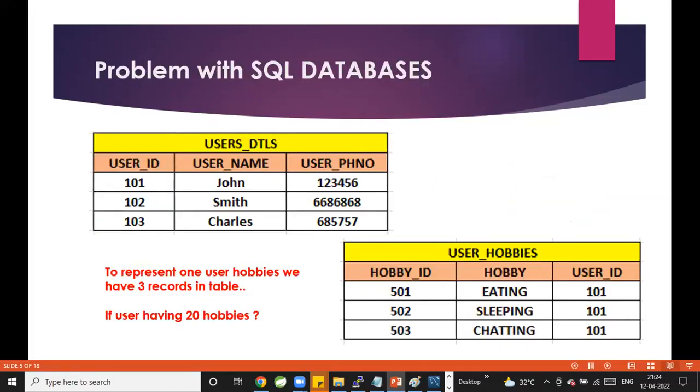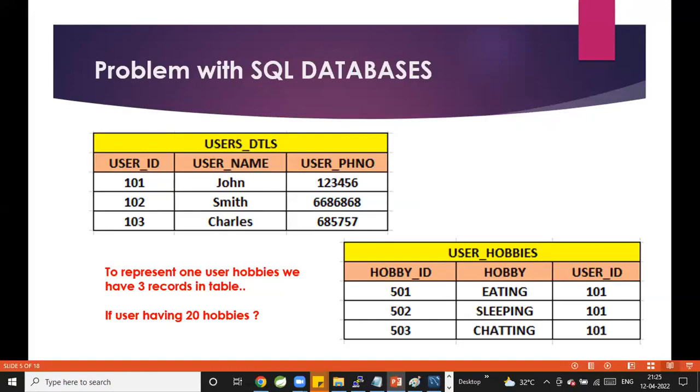Let's understand the problems. Now, guys, could you please see these tables? I have given 2 tables here. Is there any relation between the tables? Do we have any relation between the tables or not? Yes, sir, relation is there. The User ID is the same. Now, I want to store users and their hobbies. Users data I am storing in one table. Hobbies data I am storing in another table.